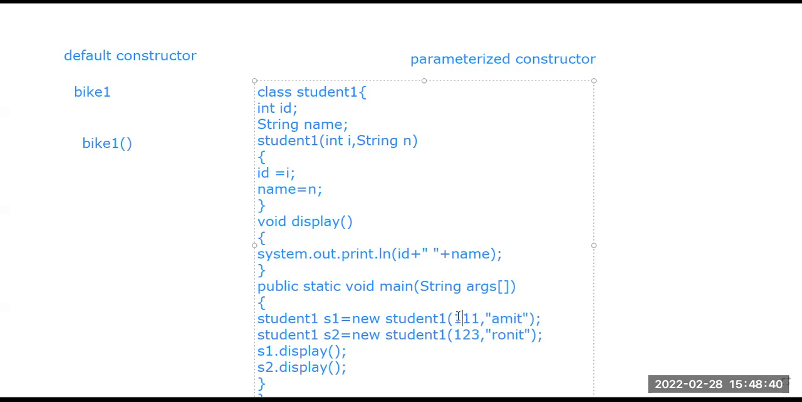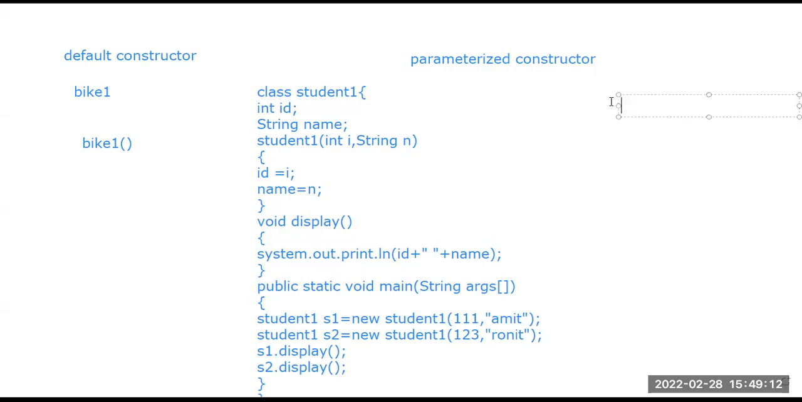So this 111 is the ID, and Amit is the name, as per this scenario, for i and n. And for the second one, another object has been created, s2. So there are two different objects we have created, s1 and s2. Next we are going to display them as s1.display and s2.display. So what will be the output? Can anyone tell me what output we get if we run this program?